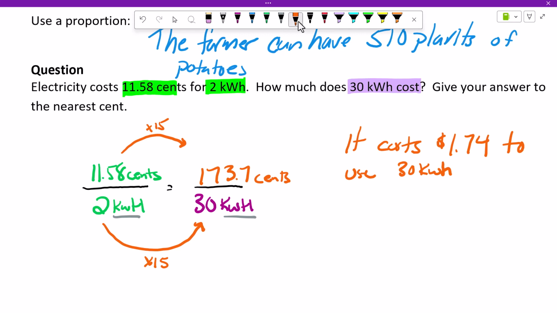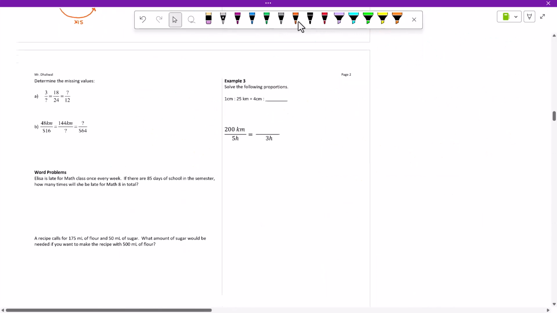All these questions will be the same. You'll be given some sort of scenario. The hard part is that it's a word problem. You have to read through it, set up your 2 fractions or create your unit rate, and just figure out what the missing number is.